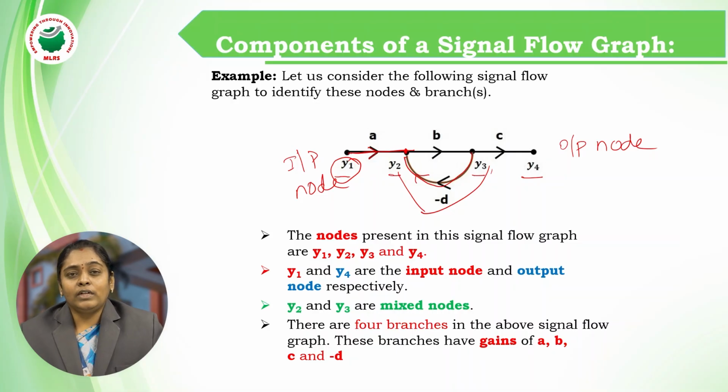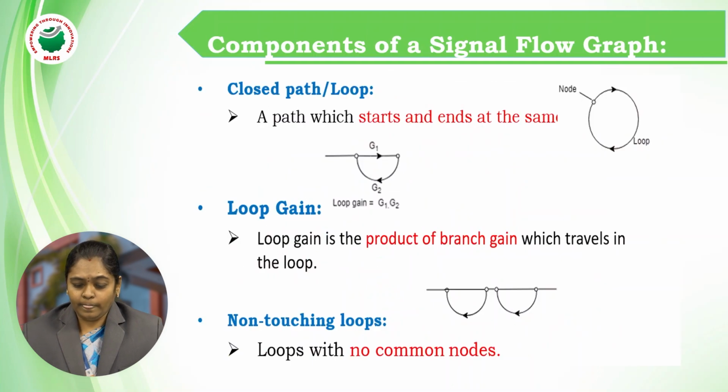So how can we distinguish between an open path and a forward path? In case of an open path, it is not compulsory that the signal needs to transfer from input to output. The signal may transfer from input to intermediate nodes and stop over there. But in case of a forward path, the signal definitely needs to move from the input till it reaches the output. And the next path is the closed path.